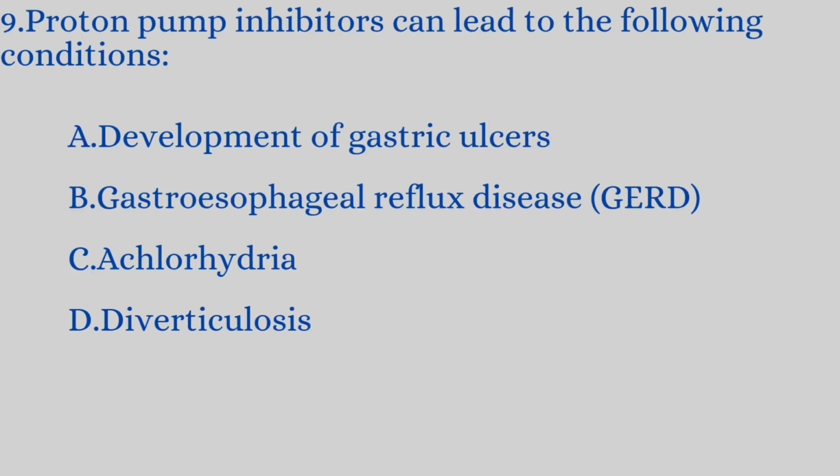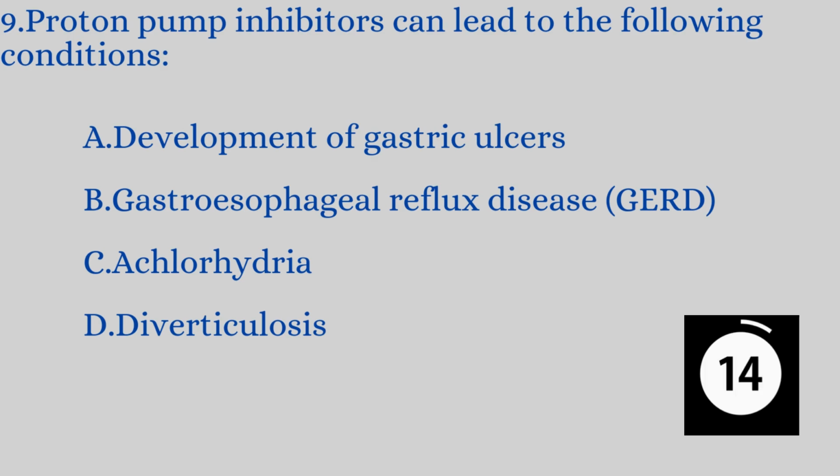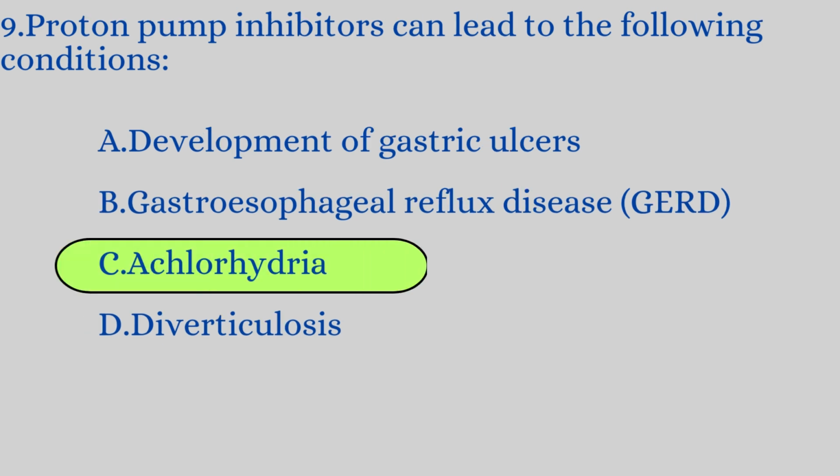9. Proton pump inhibitors can lead to the following conditions: A. Development of gastric ulcers, B. Gastroesophageal reflux disease, GERD. C. Achlorhydria. D. Diverticulosis. The answer is C. Achlorhydria.